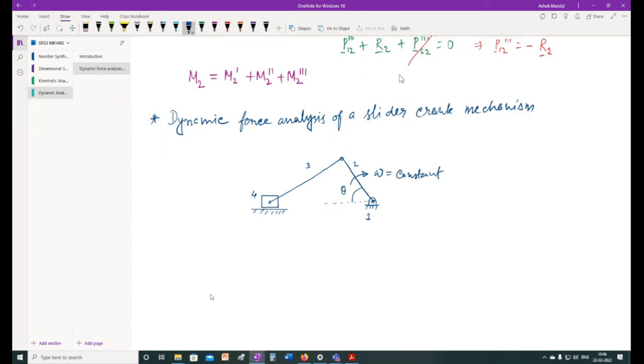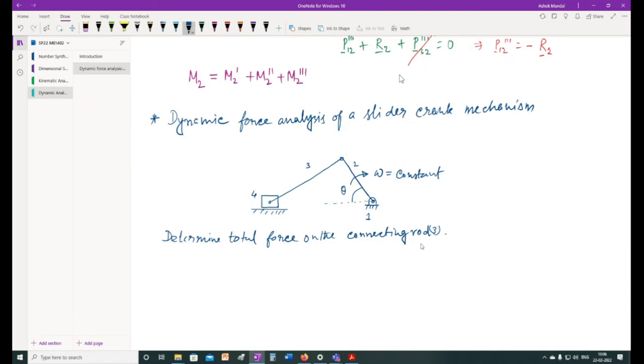Okay. What we have to do here is determine the total force on the connecting rod. That is the question. Determine total force on the connecting rod. So link 3 is the connecting rod.